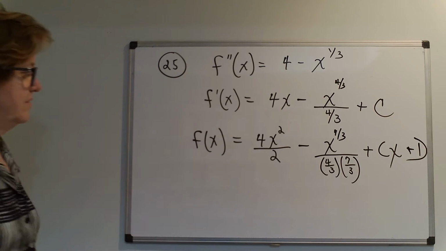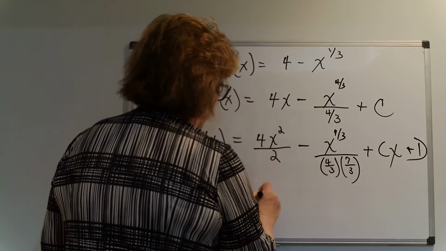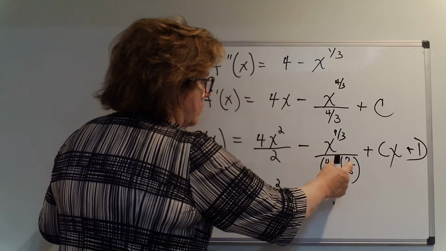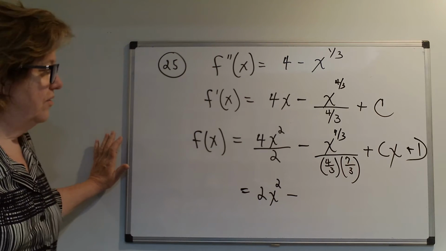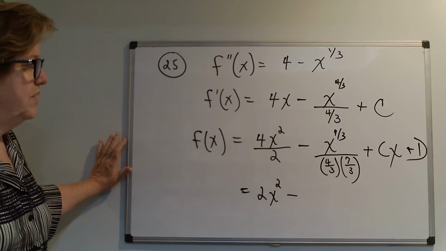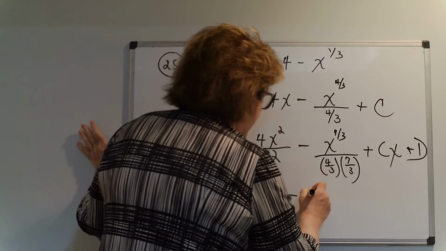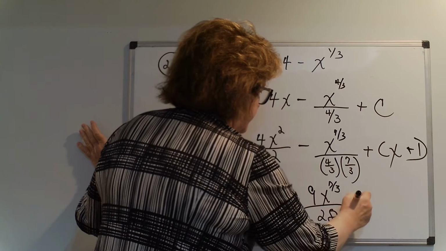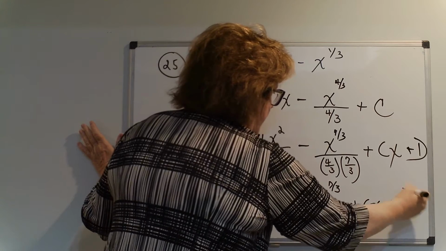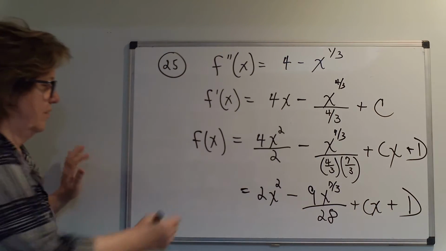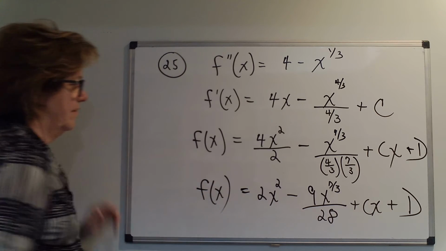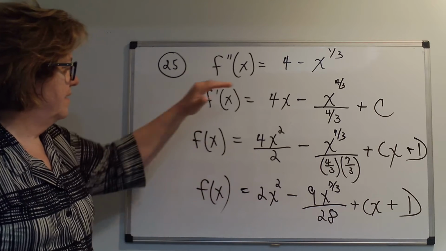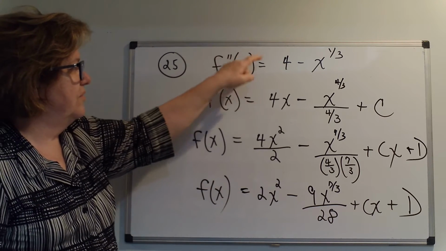Okay, we can simplify this a little bit. 2 goes into 4 twice. Now, this would be 4 times 7 is 28. 3 times 3 is 9. So it would be 28 over 9. Invert that. So there's our original function. Notice if you take the derivative of this, you're going to get this. If you take the derivative of that, you're going to get that.